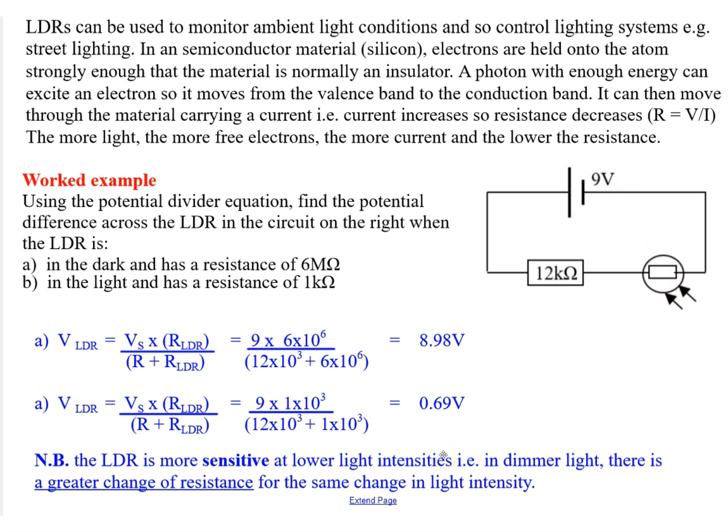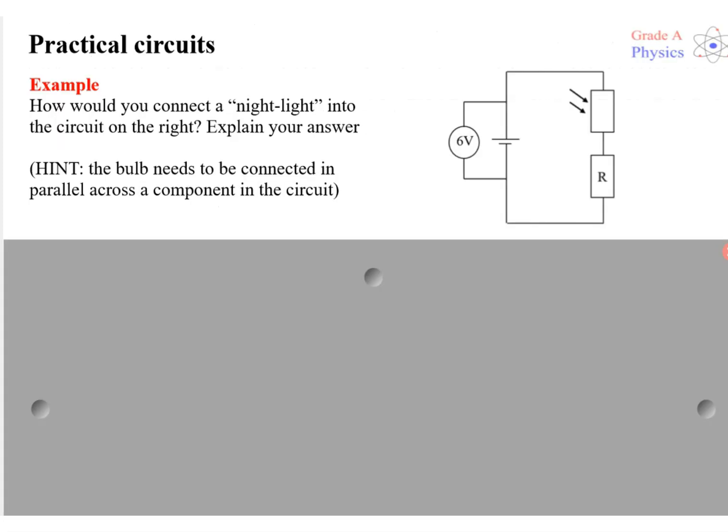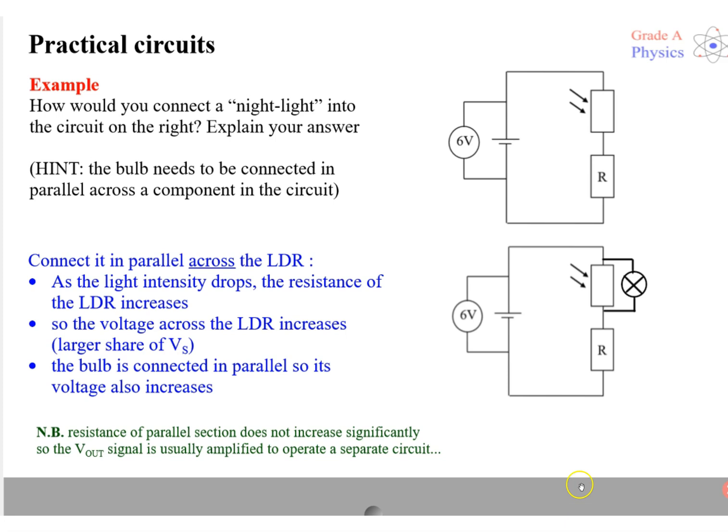And this idea of changing the voltage output, or the voltage across a particular component, as the resistance varies due to the conditions, is the fundamental principle behind potential divider circuits. Okay, let's look at a practical circuit. So I've got a series circuit, I've got my LDR, in this case without the circle, in series with a fixed resistor. How will we connect a night light, so a bulb, into this circuit so the bulb comes on when it gets dark? Okay, so we'd have to connect the bulb in parallel across the LDR.